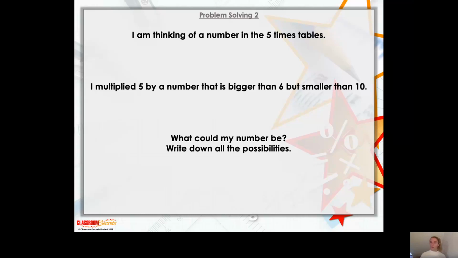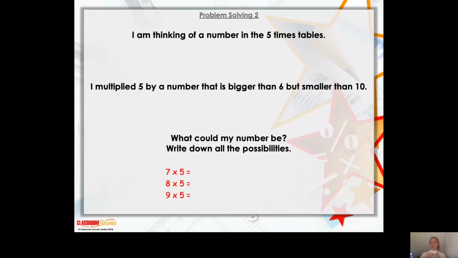Can you try and pause the video and work out the answers to 7 multiplied by 5, 8 multiplied by 5, and 9 multiplied by 5? Okay, pause the video now and have a go. Okay, Year 2, let's see how you got on. So 7 multiplied by 5, 8 multiplied by 5, and 9 multiplied by 5. So let's do the first one together.